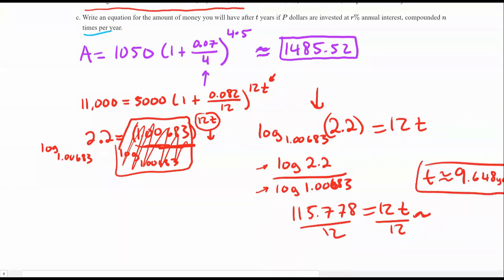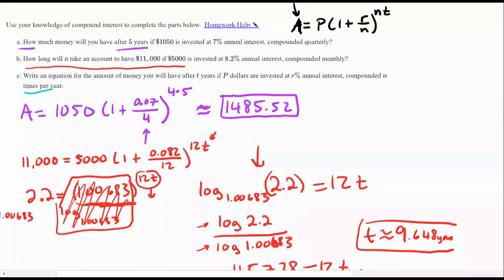For C, write an equation for the amount of money you will have after T years if P dollars are invested. So we're just dealing with the variables in this one. I'm going to go ahead and do this a little bit to the side over here because I want to be able to see all this. So how much money you will have after T years if P dollars are invested. So that's my principal.